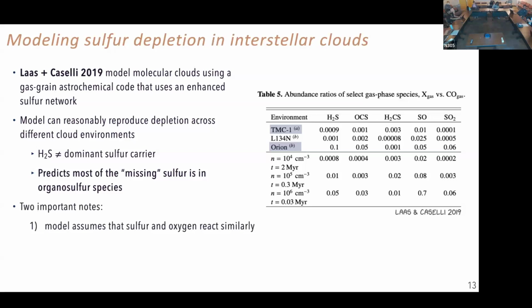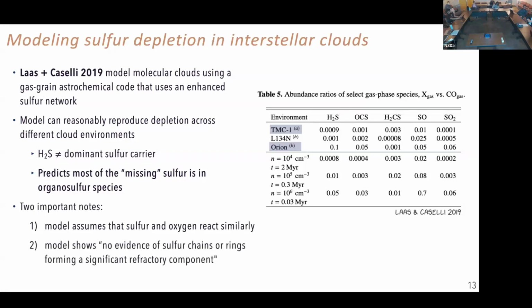The model assumes that sulfur and oxygen react similarly, and it shows no evidence of sulfur chains or rings forming a significant refractory component. Now, this is important because we haven't found it in the ice. And one of the reasons why people thought it could be in the ice is that it could be locked into these allotropes. So S2, S3 can form chains up to S8, and those are infrared invisible. And so it was like, okay, if we can't find it, 95% is unaccounted for. Maybe it's just going into these refractories or these chains that we just can't see.